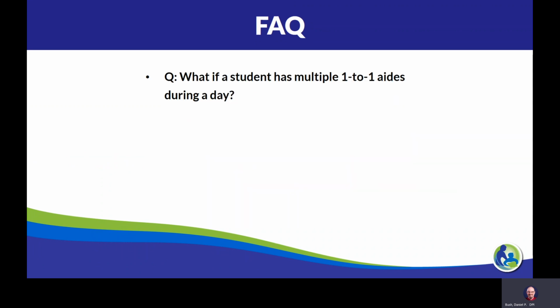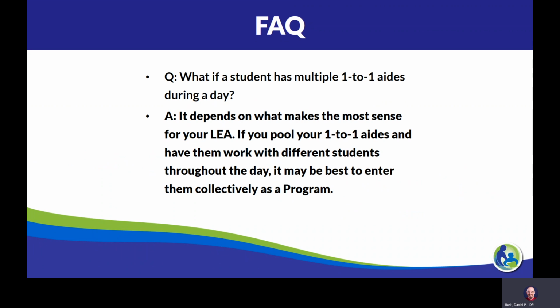What if a student has one-to-one aid, but we staff that with multiple people over the course of a day? How you enter that depends on what makes the most sense for your LEA. But in general, if your service model has a pool of one-to-one aides, they all do one-to-one work, but they serve multiple students so that students don't have the same person all the time every day, it's probably best to enter those folks collectively as a program, and then each student is going to be a portion of that caseload for the program.